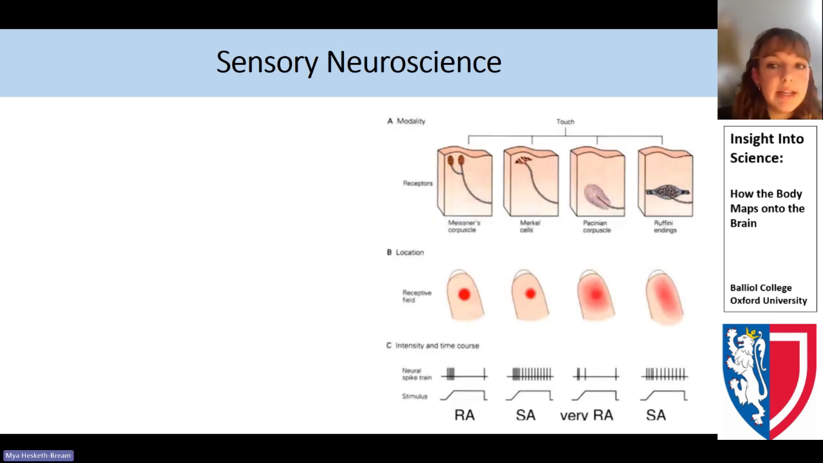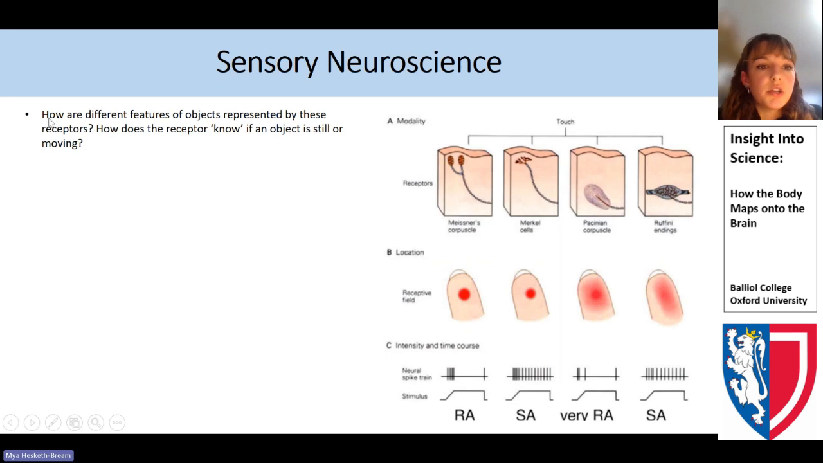So I want to go into this in a little bit more detail now. How are these different features of objects represented by these receptors? How does this receptor know if an object is still or whether it's moving? And they achieve this through something called adaptation. So if we just look down here, if you can see, we have a neural spike train in the stimulus. This representation is a little bit confusing, but I'll talk you through it.